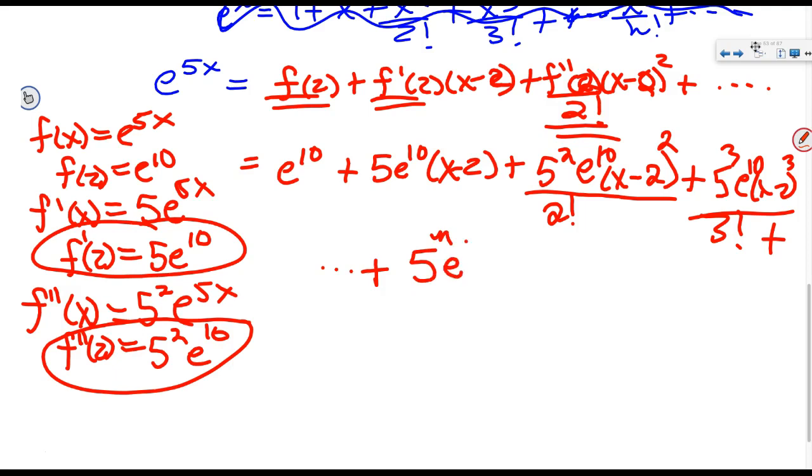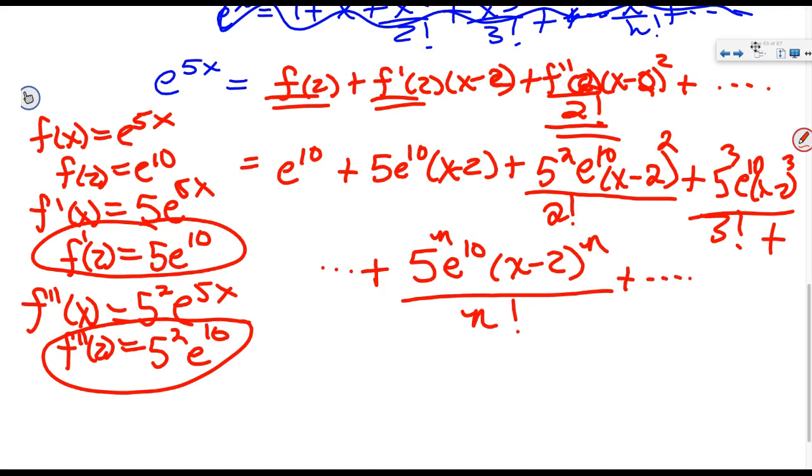e to the 10th is constant throughout. (x minus 2) to the what? n over what? Now, you really ought to tell me where you're starting your count, because you're not writing it as a series and you're writing the nth term embedded in the expansion. If I'm going to write it like that, where did I start my count? Usually it's 0 or 1.